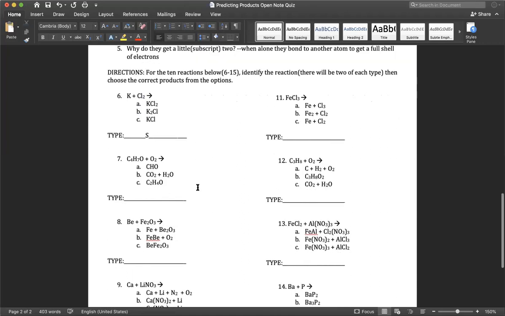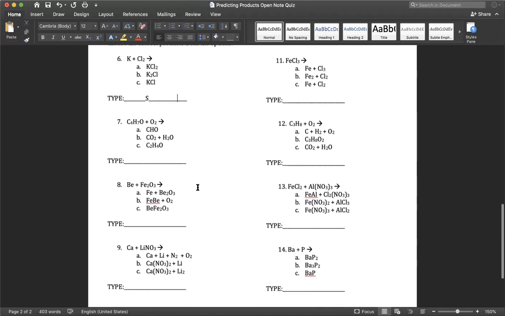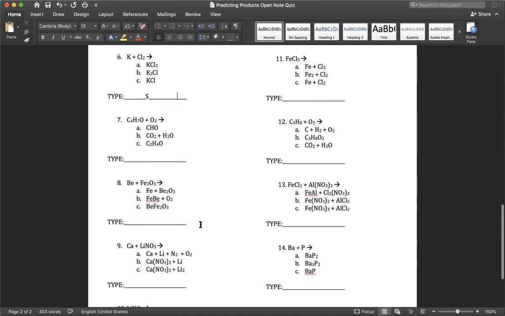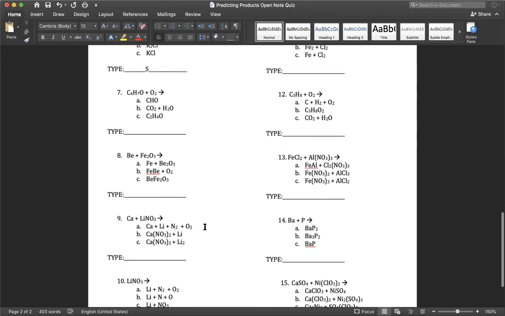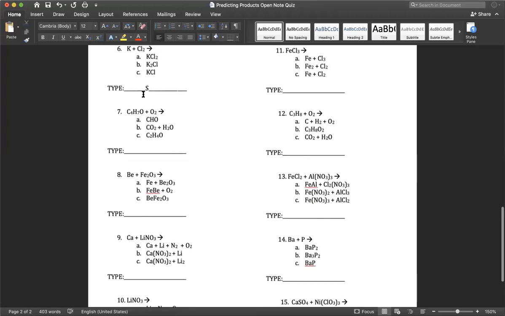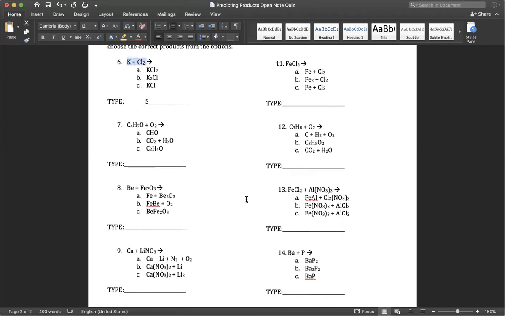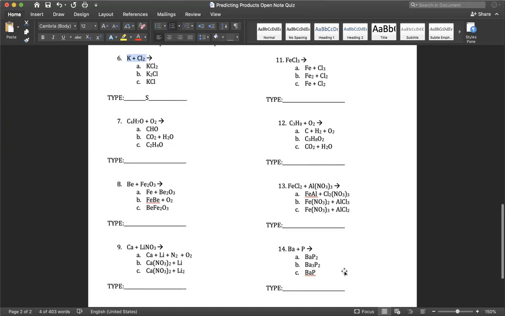Before we go on, let's identify the other synthesis reaction that's on here. Is it 7? No. It's on the screen right now. 11? What do I need? I need to have 2 items. 14, yeah. Okay, because I have a metal, barium, and a non-metal, phosphorus. So the reaction type is going to be synthesis.